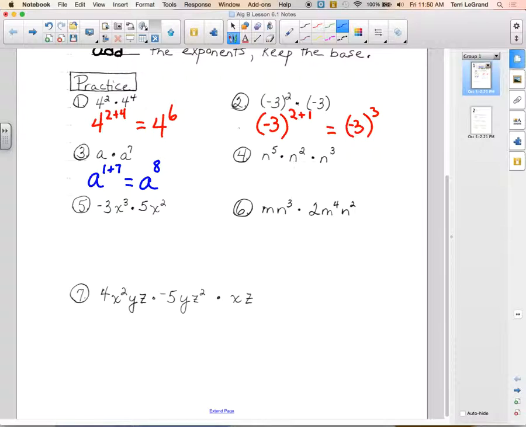Okay. Well, what if there's three factors? What if there's 3 multiplications? Is that a big deal? What do you think? Is that a big deal, Ariel? No. Because they still have the same base, don't they? They all have a base of n. So what are we going to have added in the exponent now? 5 plus 2 plus 3. We just have a little bit longer addition problem there. So it's n to the 10th power.